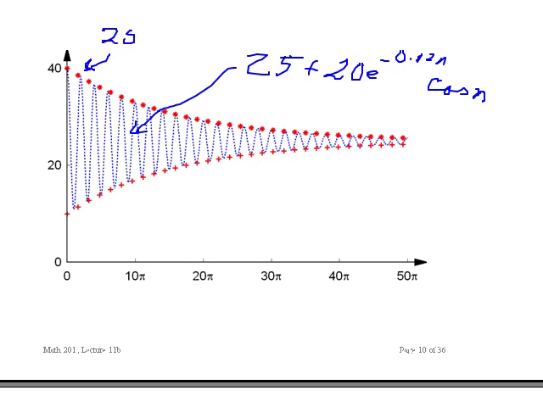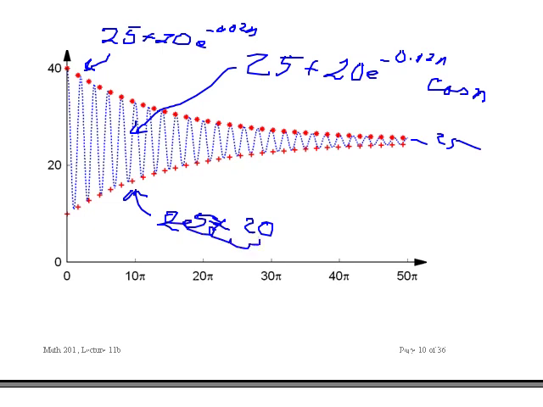The sequence we constructed by setting cosine equal to its maximum value is right here, and it's converging to 25. Here is the one with the pluses, and that was the one that was always less than the original sequence. Oh, I'm sorry, it was a negative sign here. Well, let me start that over. Okay, it was 25 minus 20 and then the decaying exponential.